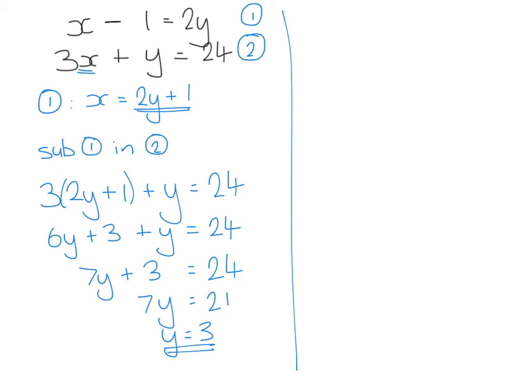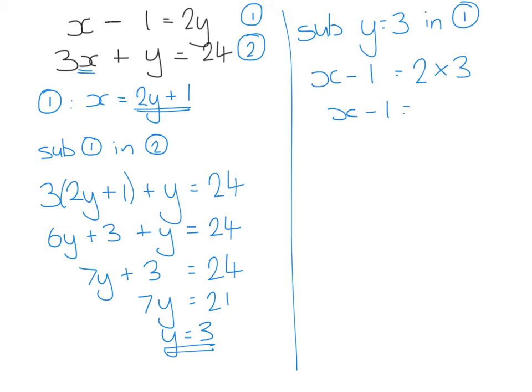Now that I've got my value of y, I can put that back into one of the equations. So from here on out, exactly the same as the first method. But it's up to me which equation I want to put it in. Again, 1 looks nicer, so why not use that? So x minus 1 is equal to 2 lots of y, so 2 lots of 3. So x minus 1 is equal to 6, and therefore x is equal to 7.